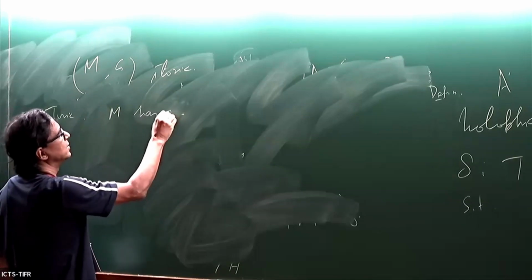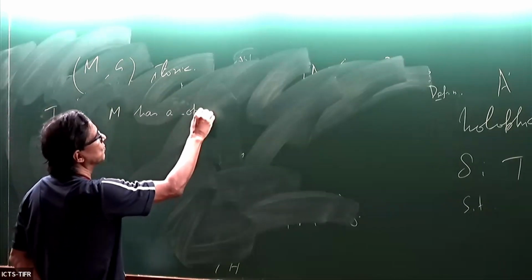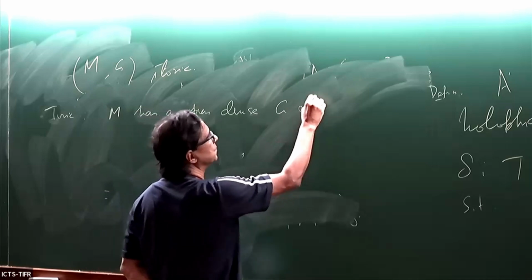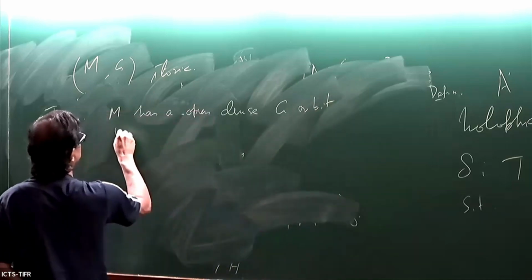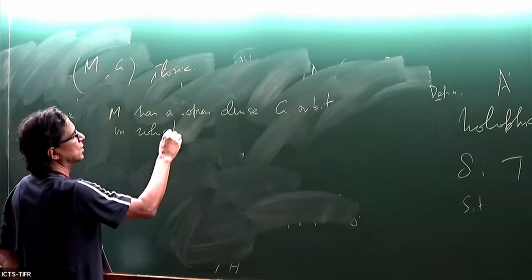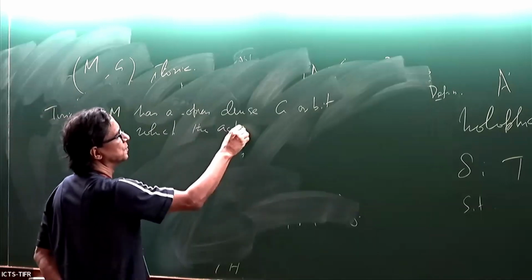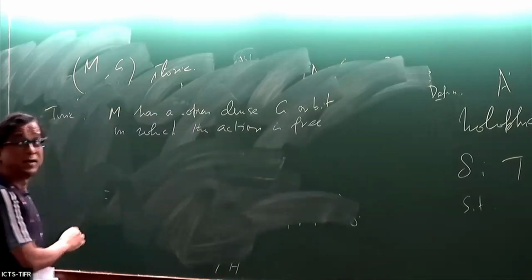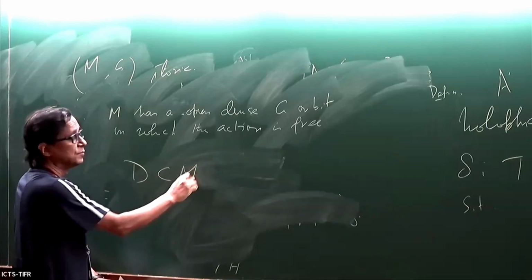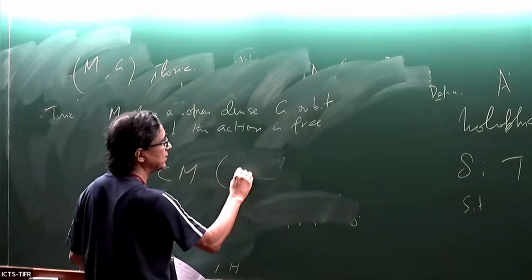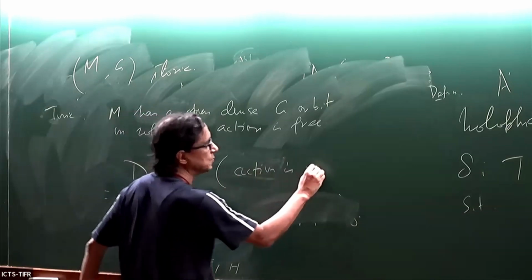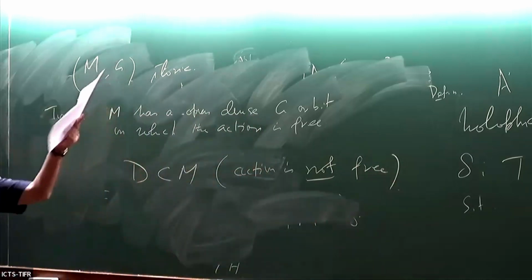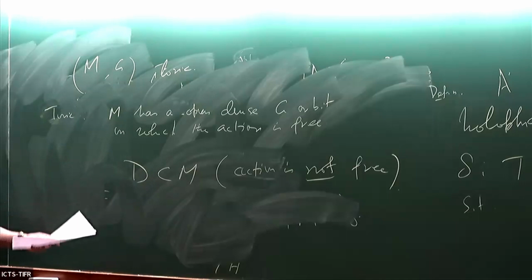M has an open dense G orbit on which the action is free. Now we have a divisor D on M, on which the action is not free. My M is a manifold, so this means D is a normal crossing divisor.